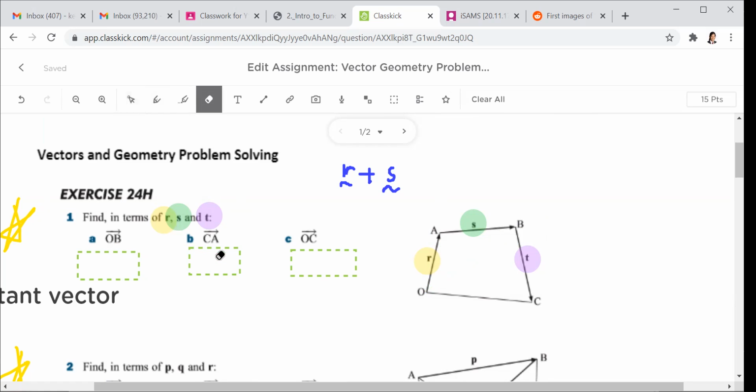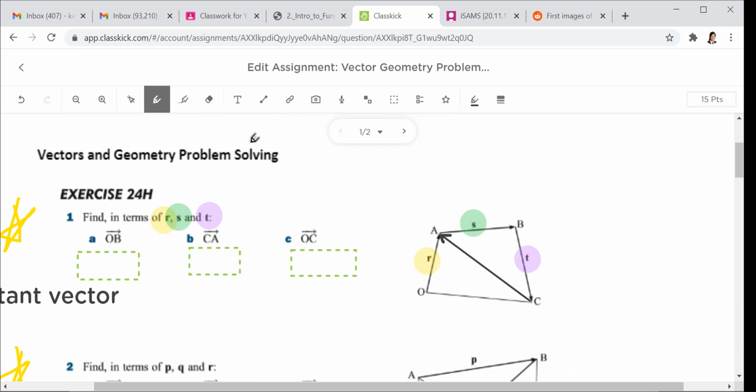Let's look at the next one, okay? CA. Well, where's C? C is down here and A is up there. But we're starting at C and we're going to A. So a vector is pointing upwards and to the left. So what does that mean?